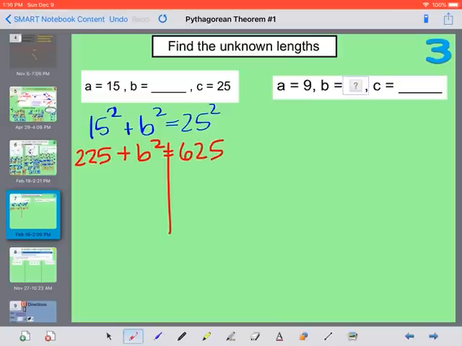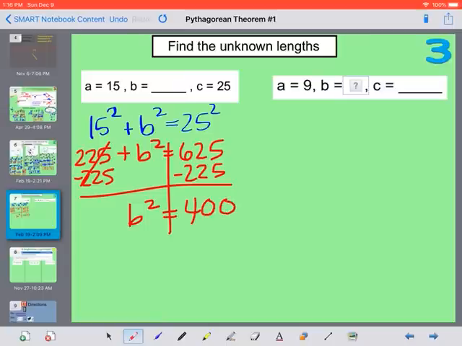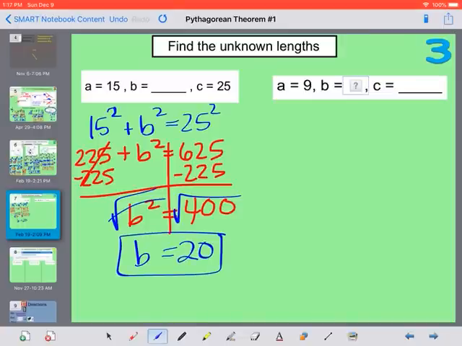So when we solve this, I'm going to subtract 225 to get the b's by themselves. It gives us 400. Well, that turned out nice. So the opposite of a square is a square root. So we have b equal to the square root of 400, which I believe should give us 20. Yes, exactly 20.